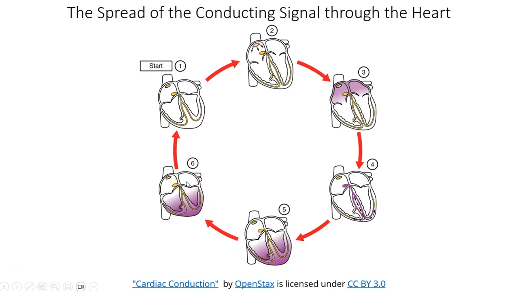In step 6, that's when we get that ventricular contraction, so those muscle cells are going to contract. Again, those atrioventricular valves are closed here. We do not want blood flowing back into the atria, and so that is that ventricular contraction to pump blood out through the pulmonary trunk or aorta.